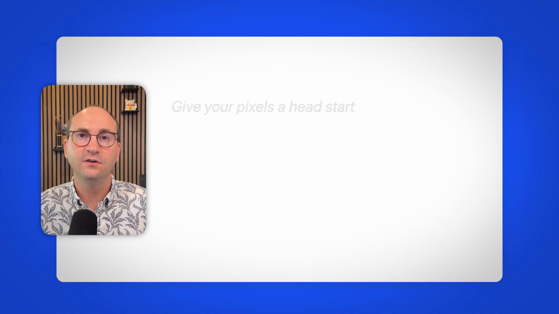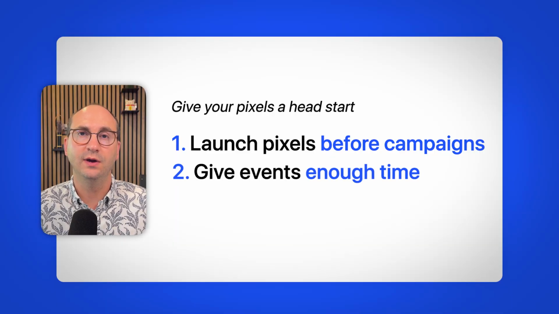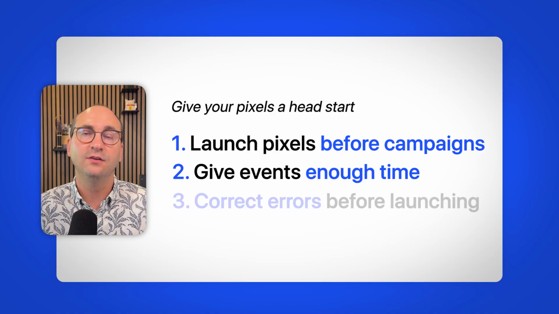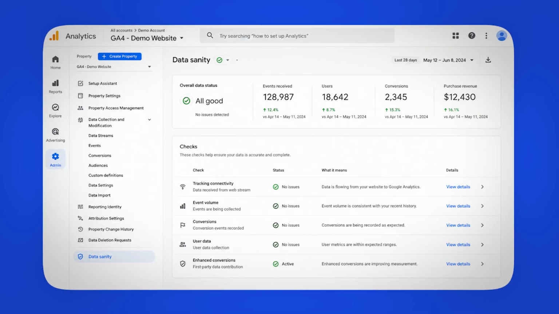Really, for your first launch into your pixels, you want to make sure that you have enough runway before your campaigns to get enough information on those events and correct any error that comes up before you launch your actual campaign. So one of the most common errors that we see has to do with your data sanity.